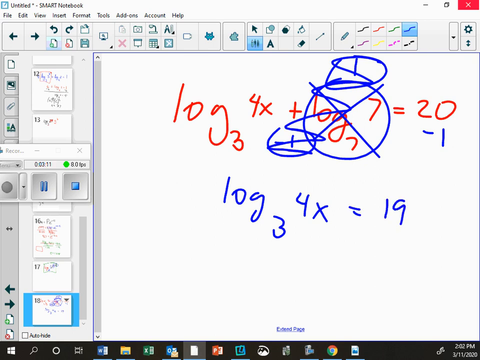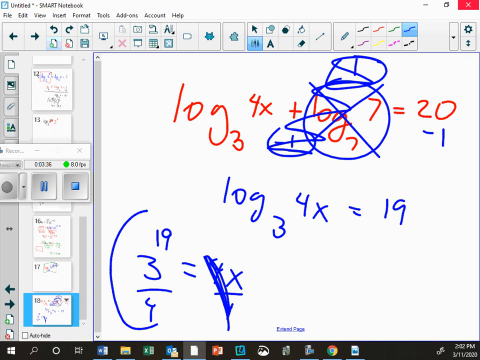Now you can rewrite. So then, 3 to the 19th is equal to 4x, and 3 to the 19th is ridiculously big. So that would not be on the test, because it'd be so painful to try to even write that number all the way out. But if I asked you to leave it in exact form, you could just divide both sides by 4, and there's your answer. 3 to the 19th divided by 4.